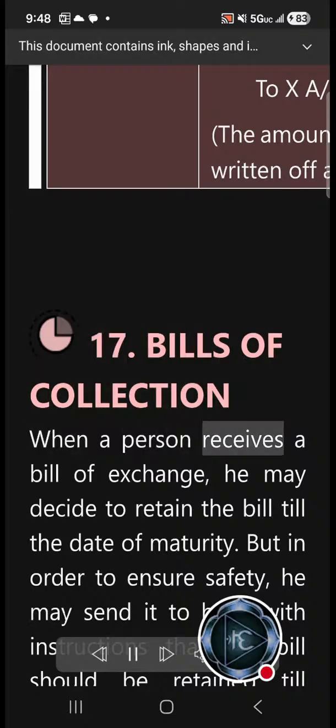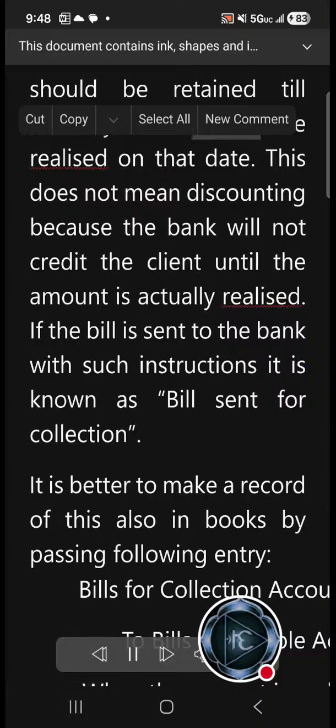17. Bills for collection. When a person receives a bill of exchange, he may decide to retain the bill till the date of maturity. But in order to ensure safety, he may send it to the bank with instructions that the bill should be retained till maturity and realized on that date. This does not mean discounting, because the bank will not credit the client until the amount is actually realized. If the bill is sent to the bank with such instructions, it is known as a bill sent for collection.